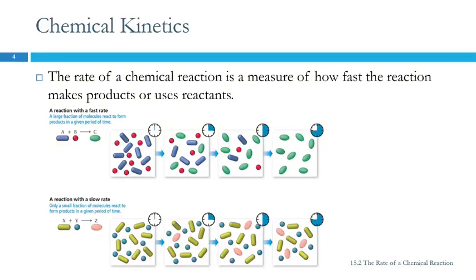So when we talk about the rate of a chemical reaction, we're talking about how fast the reaction makes products or uses up reactants. Here are some pictures. This is an example of a reaction with a fast rate. We've got a blue thing and a red thing combining to make a green thing. At the very beginning, it's all red and blue. And we go 15 seconds, 30 seconds, 45 seconds. And we see by 45 seconds, all of the red and blue things have reacted.